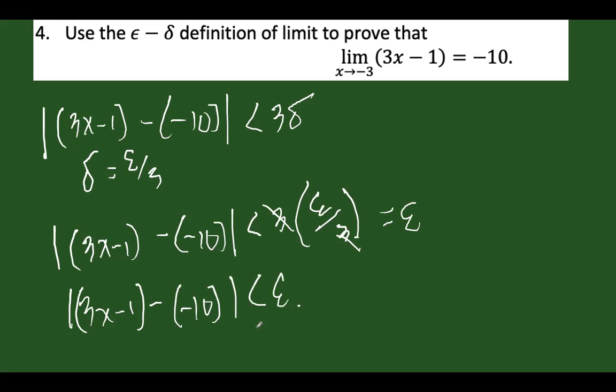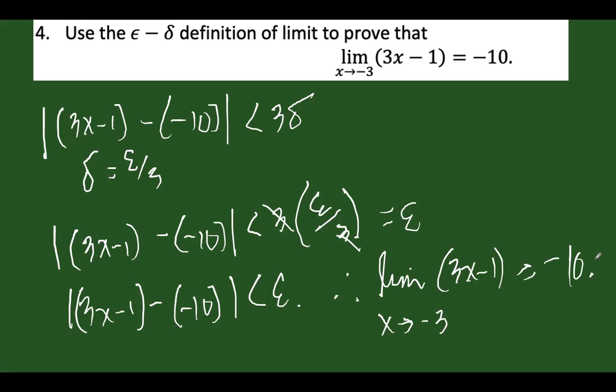So we have already proven that this statement is true, that the absolute value of 3x minus 1 minus negative 10 is less than epsilon. So since we have proven that that is true, therefore we can now conclude that the limit of 3x minus 1 as x approaches negative 3 is equal to negative 10. So this is now the final step.